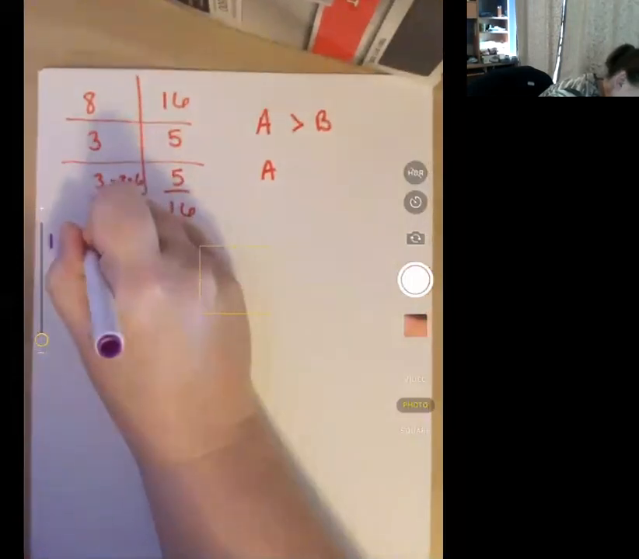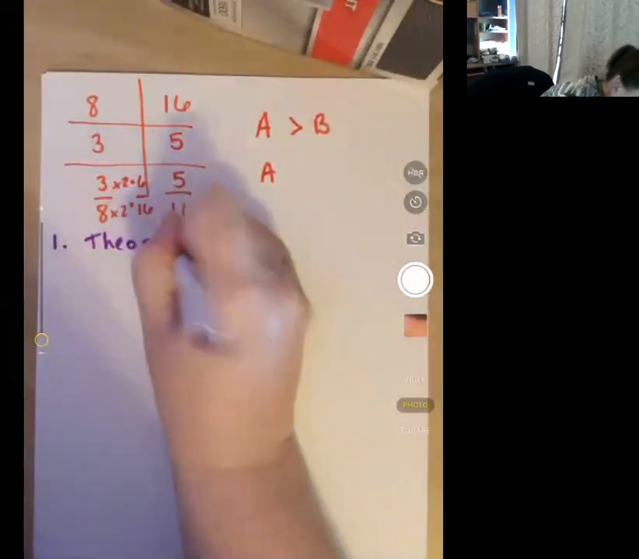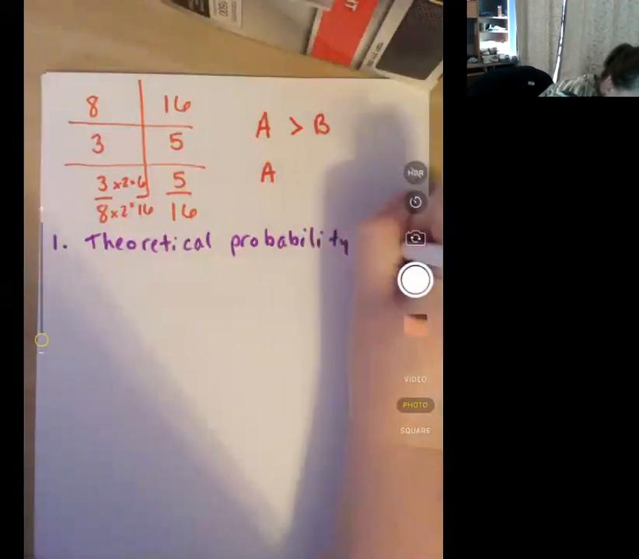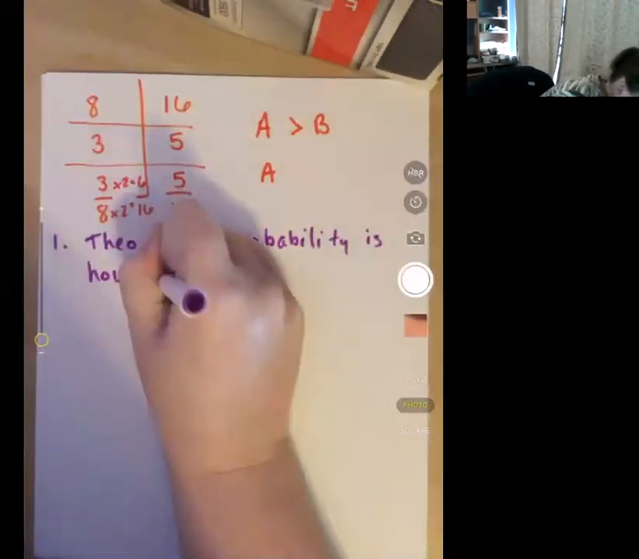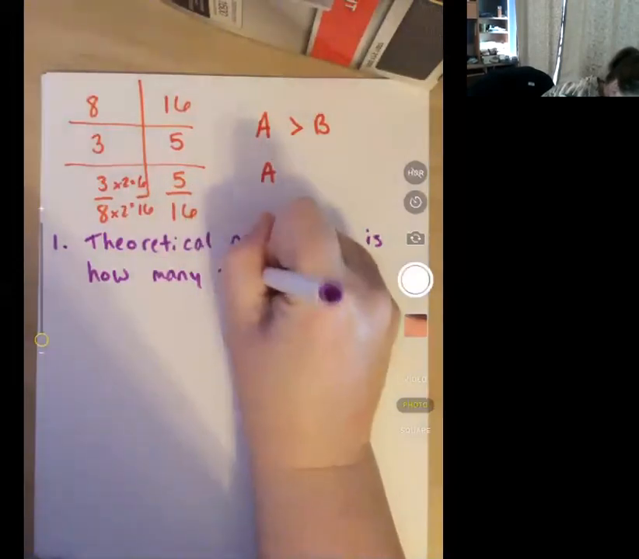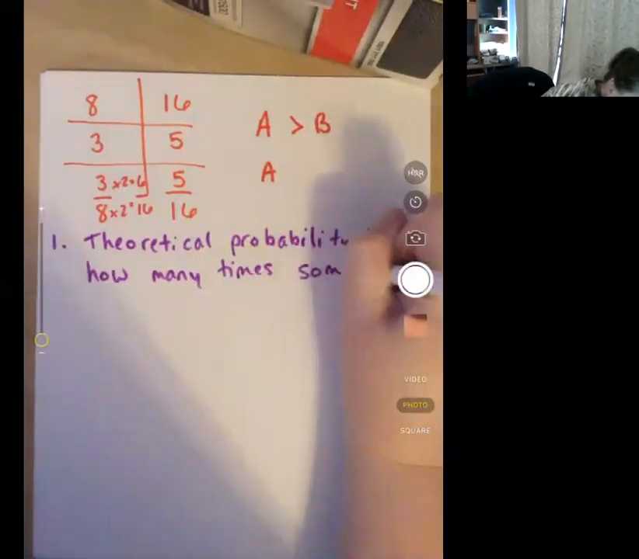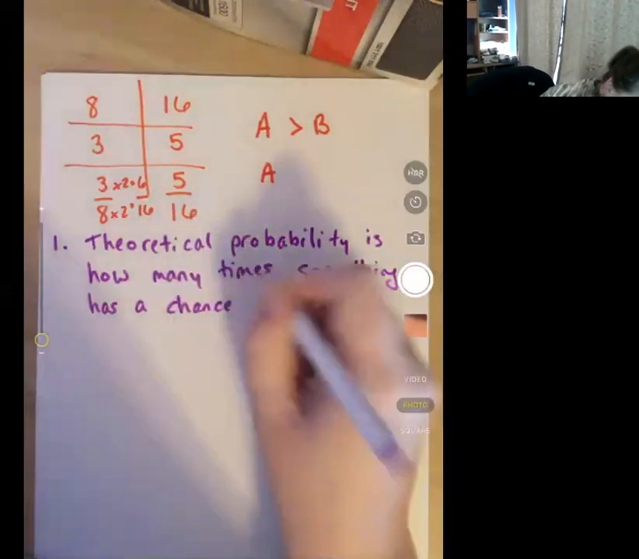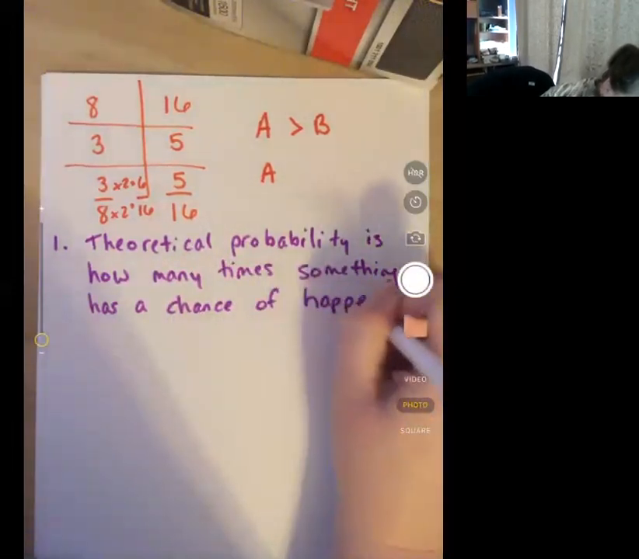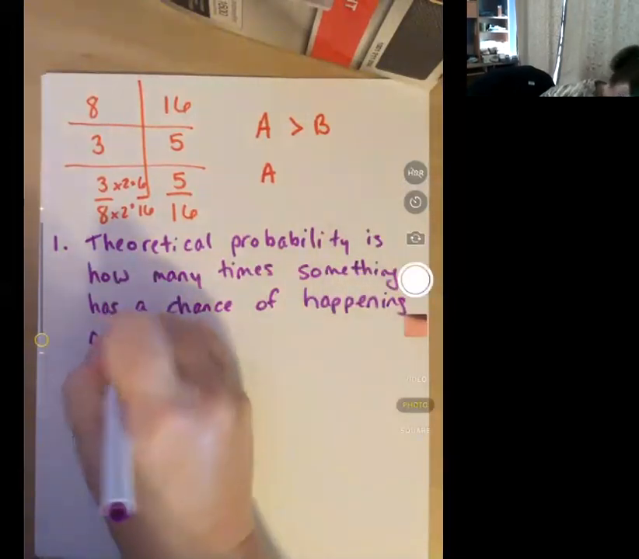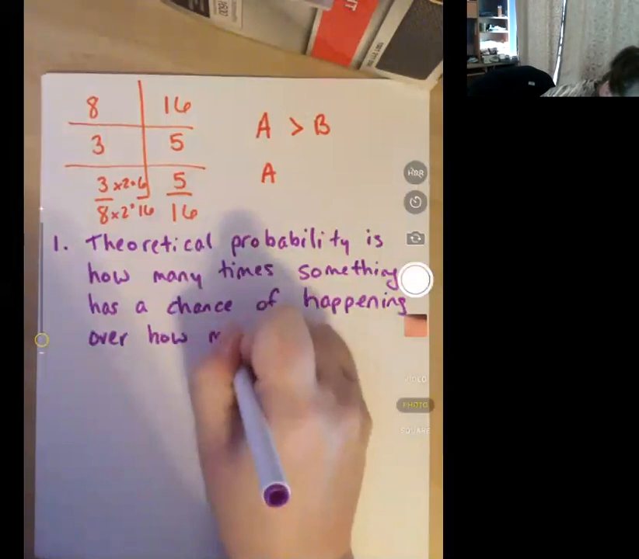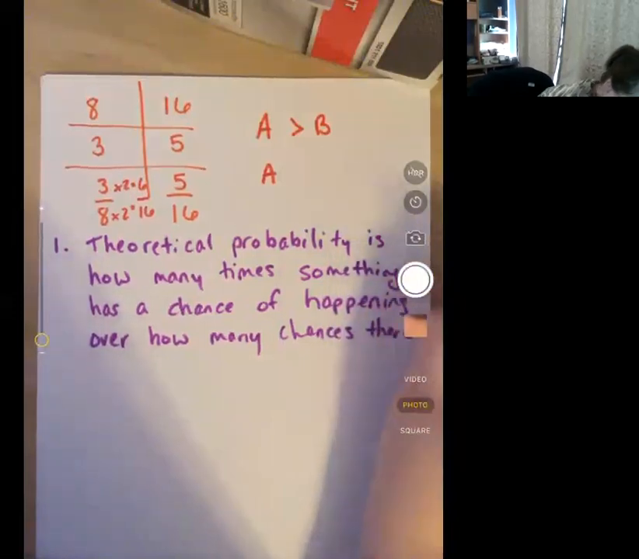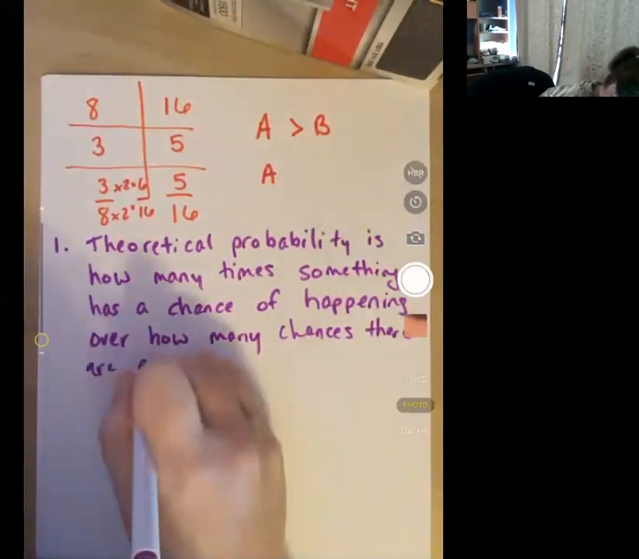theoretical probability is how many times something has a chance of happening over how many chances there are available.